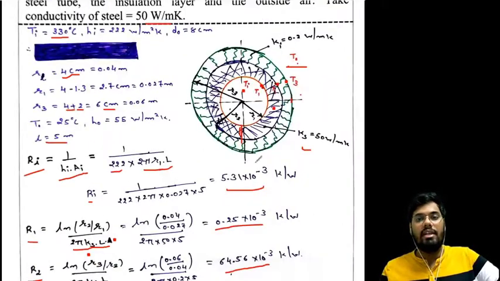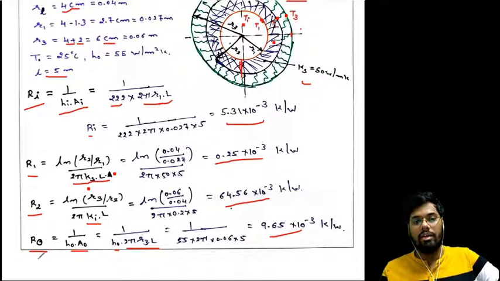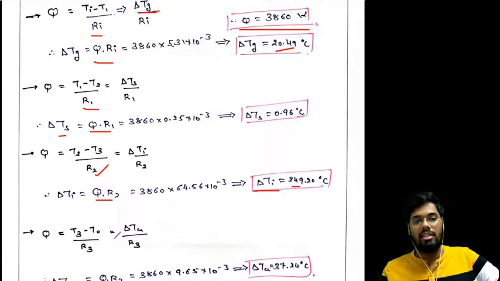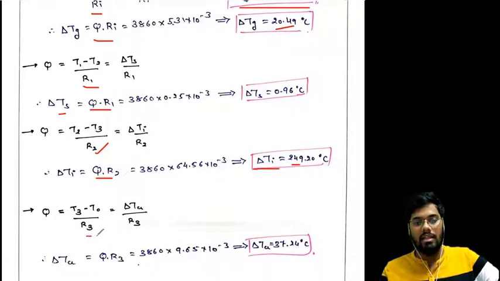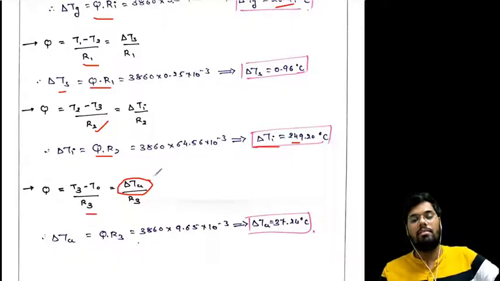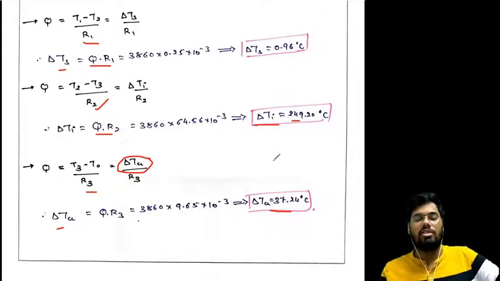Now between T3 and To, there would be only one resistance, which is the outer convective resistance, Ro. So when I write Q is equal to T3 minus To, there would be only Ro. This is the temperature drop between the insulating material and the ambient air. Let's denote it by delta Ta. The value of delta Ta would be 37.24. So these are all the values of the temperature drops.